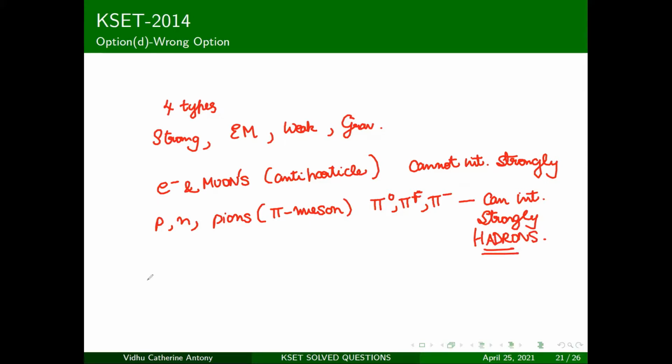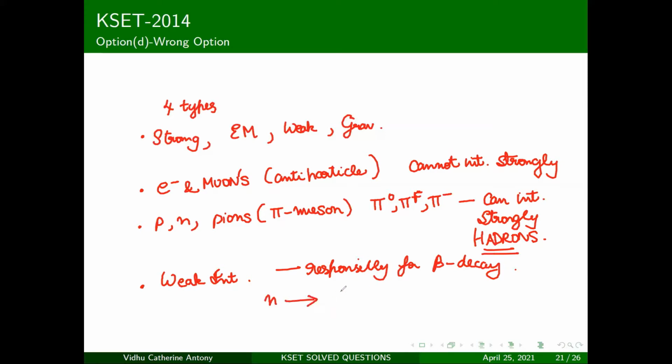So these are 3 points that we have. Another statement: weak interactions are responsible for beta decay. An example of the beta decay that we've been talking about so far is a neutron becomes a proton, and you have an electron and an anti-neutrino that's associated with the electron.